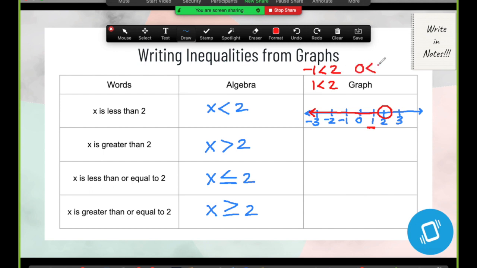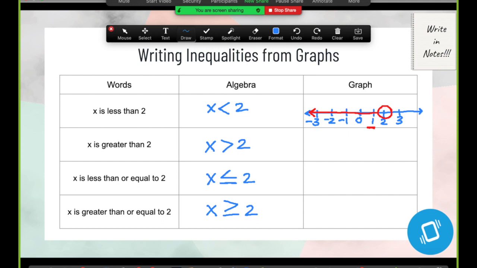0 is less than 2. If we drew the arrow to the other side, we would be saying that 3 is less than 2, and that's not true. So because of that, we write down the arrow pointing to the left side.